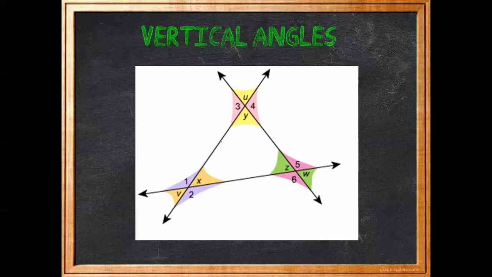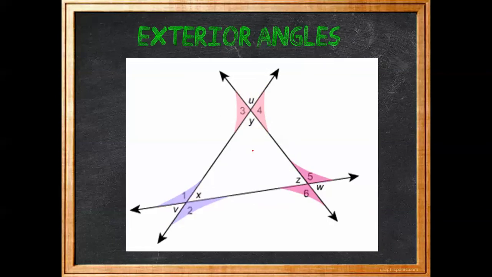A review real quick of vertical angles. Remember, vertical angles are congruent and they're angles that are opposite of each other. So y is a vertical angle of u, 4 and 3 are vertical angles, 5 and 6 are vertical angles, w and z, x and v, and 1 and 2.